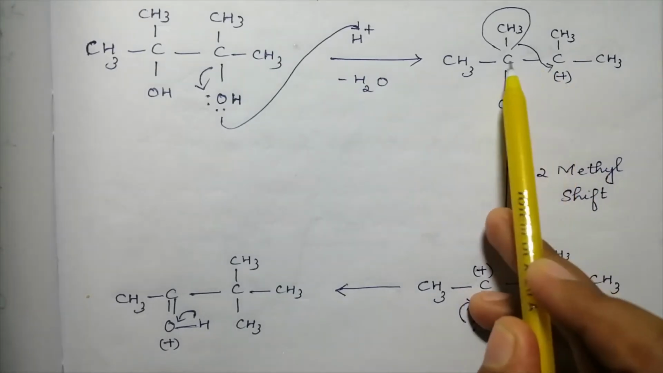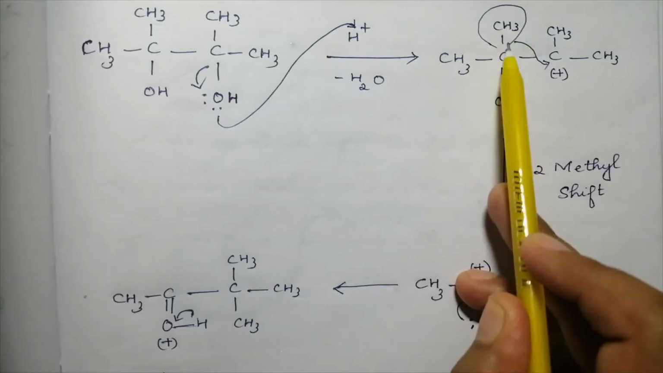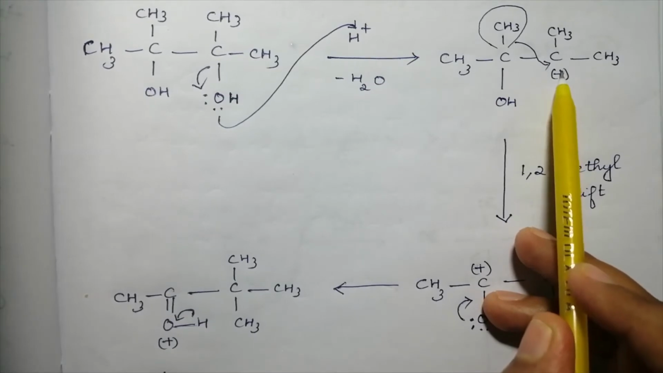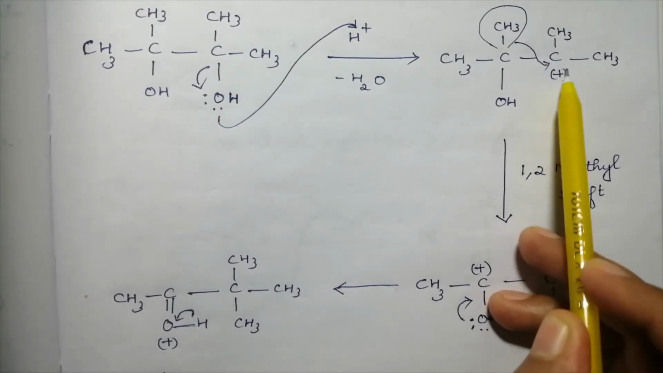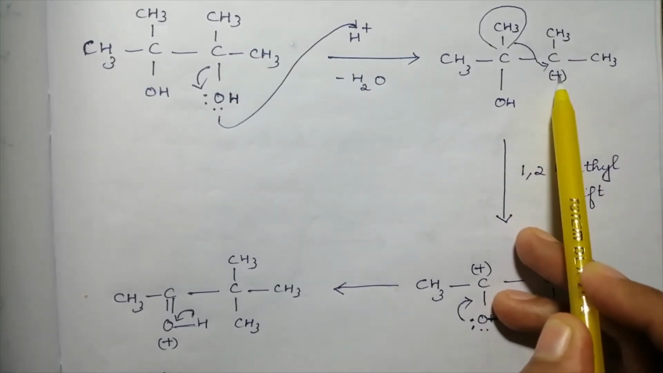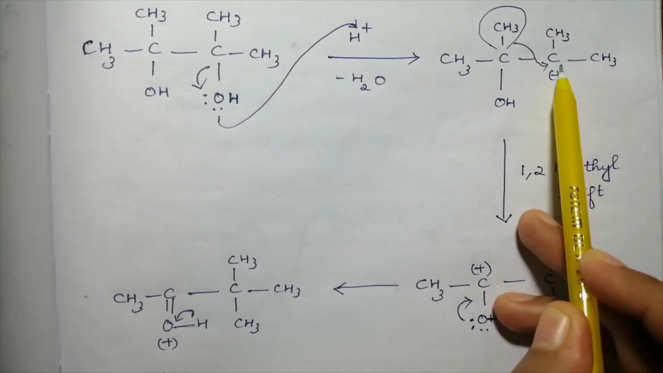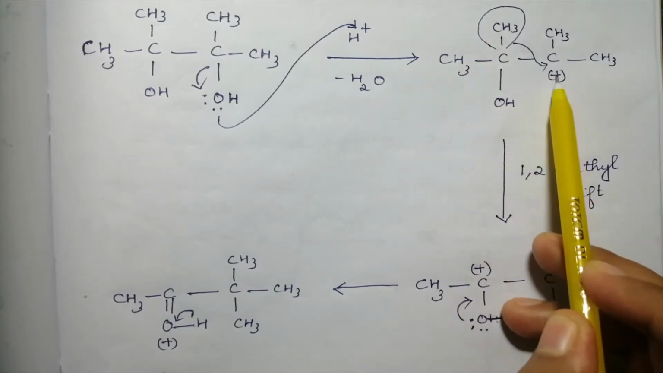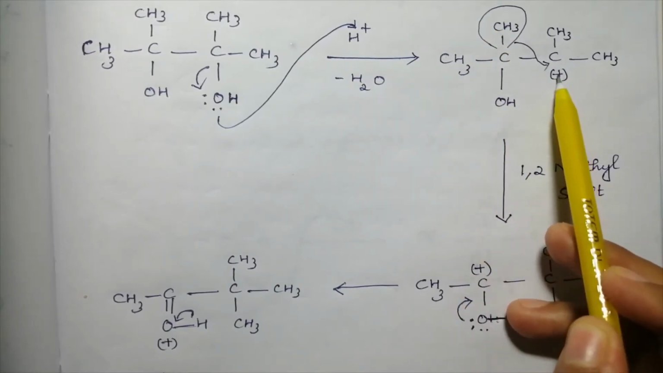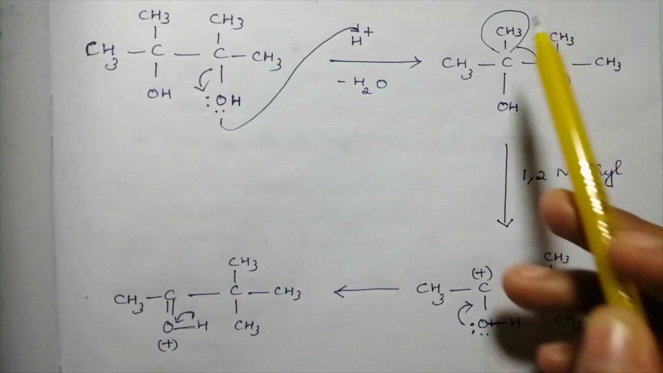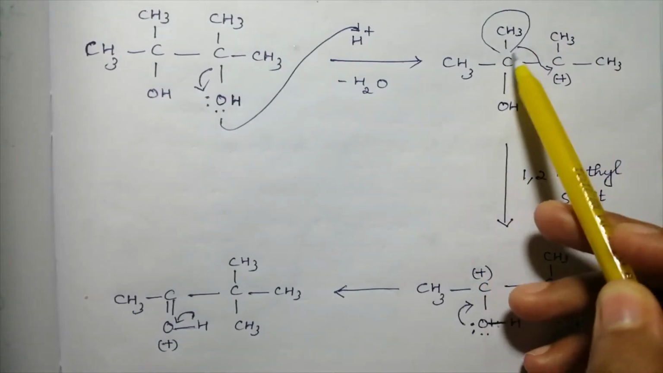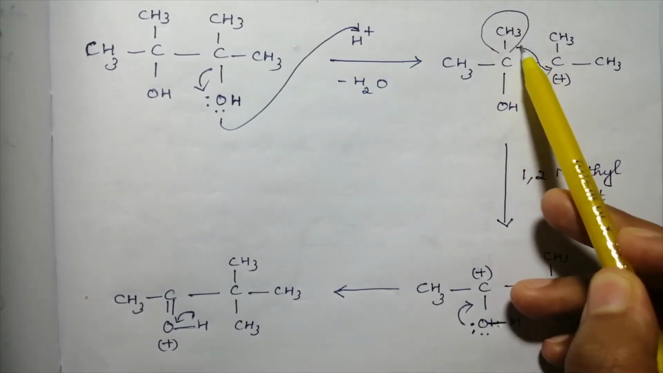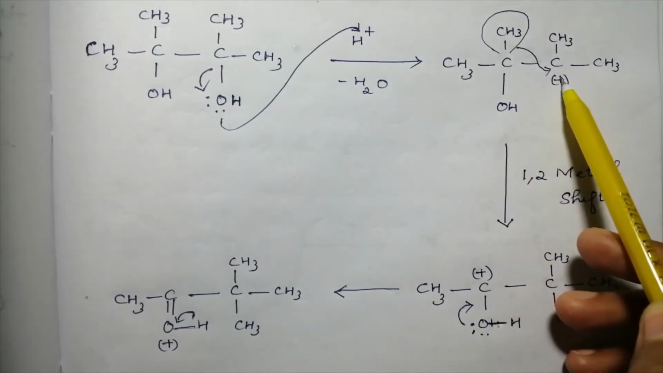That is, a substituent of the adjacent carbon atom would shift its position so that this positive charge is removed. The positively charged carbon atom is here. The adjacent carbon atom's substituent would shift its position and occupy the position at this positively charged carbon atom. In this case, the CH3s are the substituents on this adjacent carbon atom. Therefore, one of the CH3 would shift and come to the positively charged carbon atom.